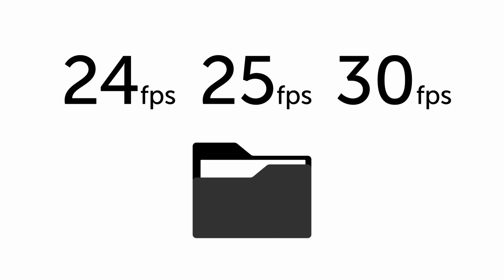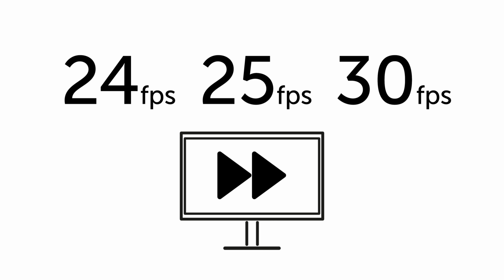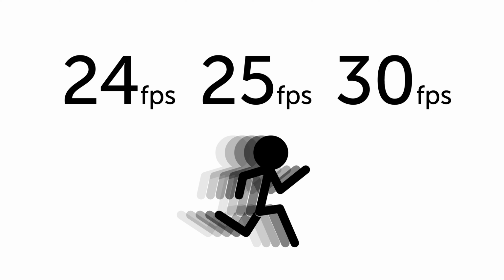Don't ever forget that. Now, if you don't plan to use slow motion, then we recommend shooting at 24, 25, or 30 frames per second. The files won't take up as much space, so your computer can process them faster, and the movement is going to look the most natural.